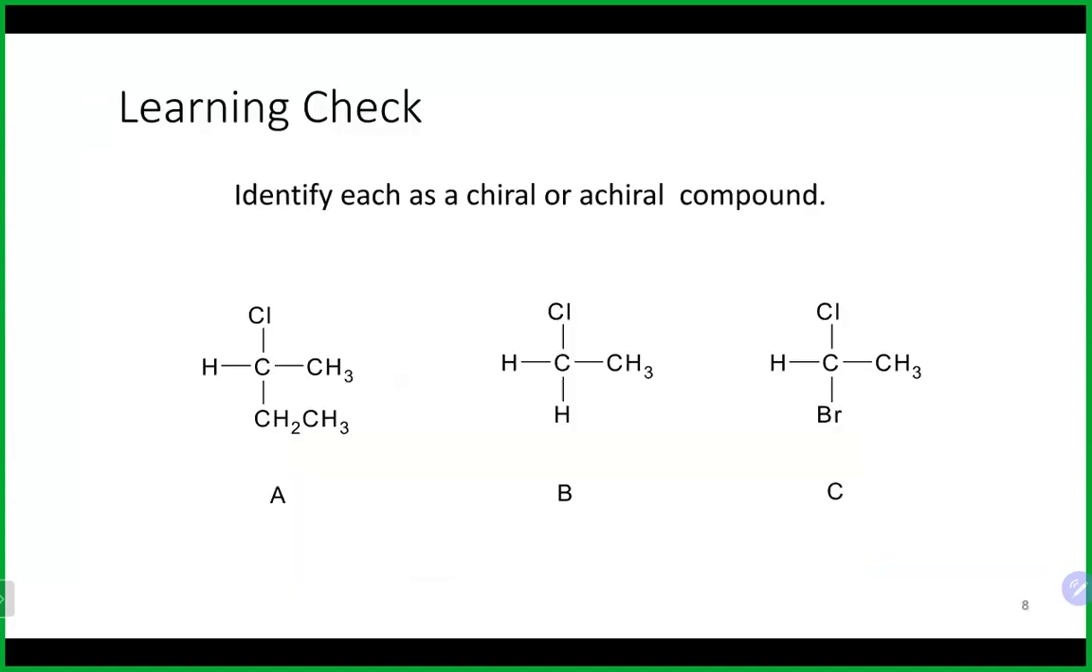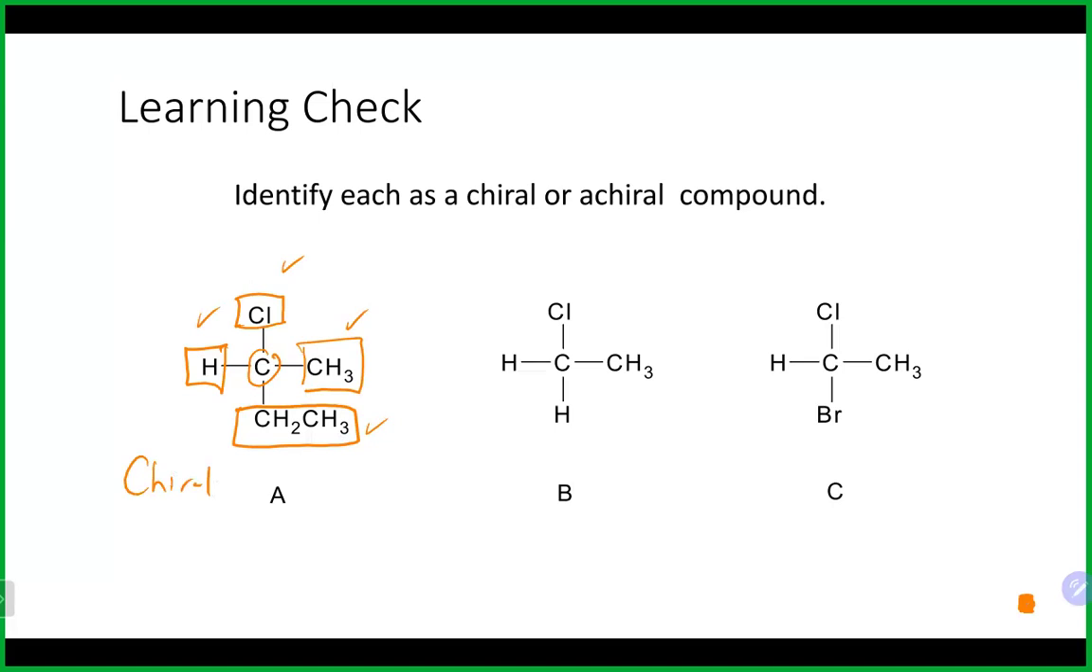All right, so take a moment for each of these. Are they chiral or achiral? Look, if we look here at the center carbon, that is a chlorine, which is different than a hydrogen, and those two are different than an ethyl group, and that is different than a methyl group. So that is four different groups attached to that carbon, so that's going to be chiral in this case.